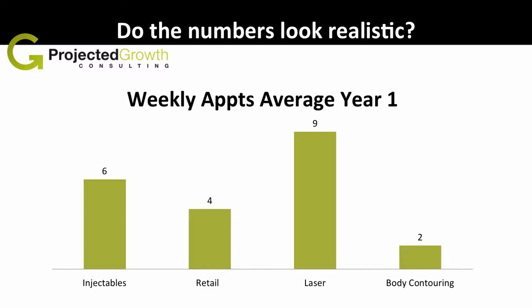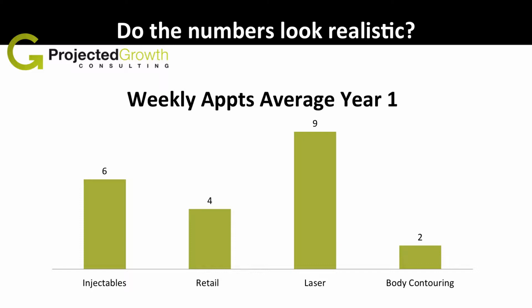If you're starting up and we're doing a marketing budget, I always like to look back at, does it make sense with $3,000 a month marketing that we could get 6 injectable appointments as a weekly average, 4 retail sales, 9 lasers, 2 body contouring? Yeah, it does. I think we could do that, right?